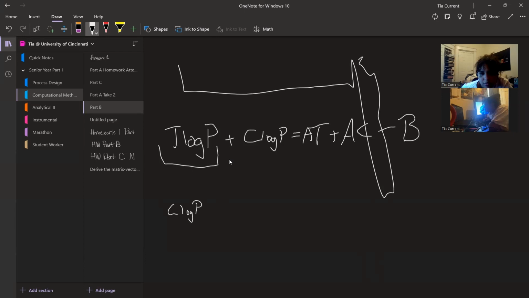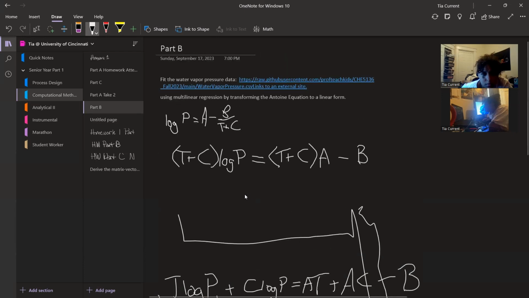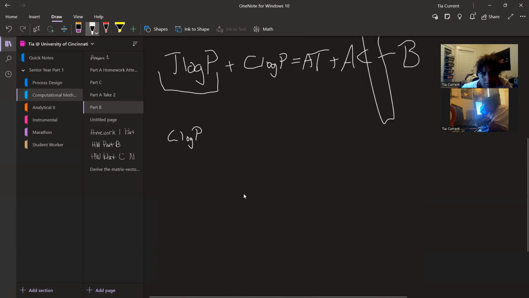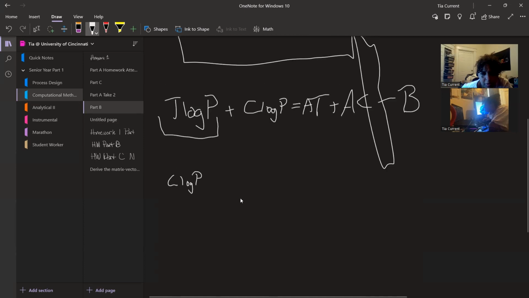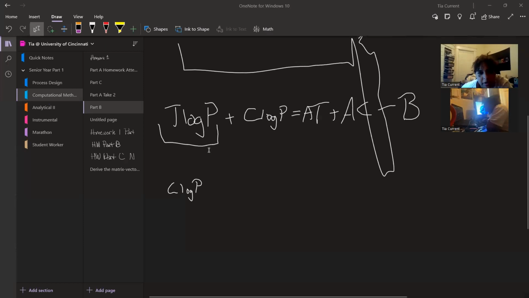Ew, that's negative, isn't it? Unless I did something wrong. No, I think I'm right. We'll be right back, folks. Not really sure how I gaslit myself into thinking that I got the Antoine equation wrong twice.